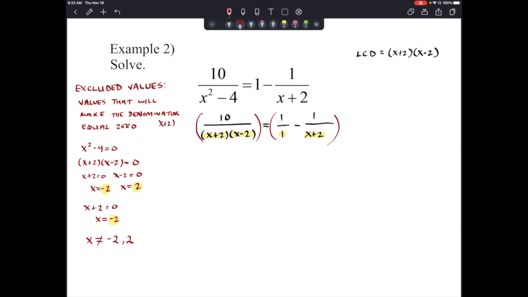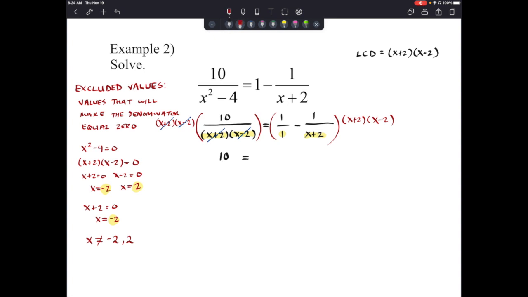I've got my x plus 2 times my quantity of x minus 2, my x plus 2 times my quantity of x minus 2. So when I do that on the left side, I don't even have to write it all out, because I know that I'll have 10 times the quantity of x plus 2 times x minus 2, and then it's going to be divided by an x plus 2 and x minus 2. So this is getting rid of those denominators. So our left side is just 10.